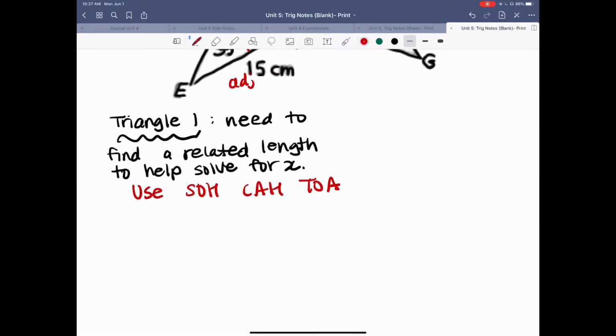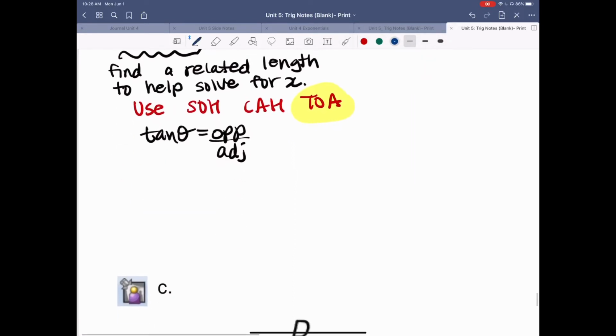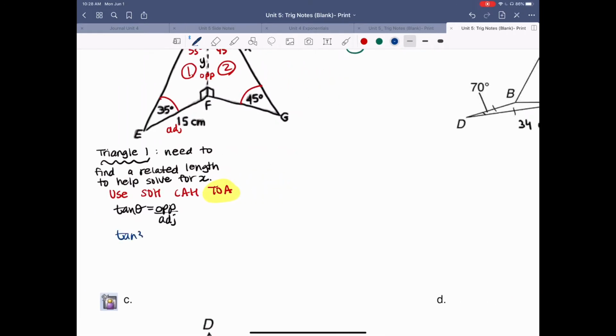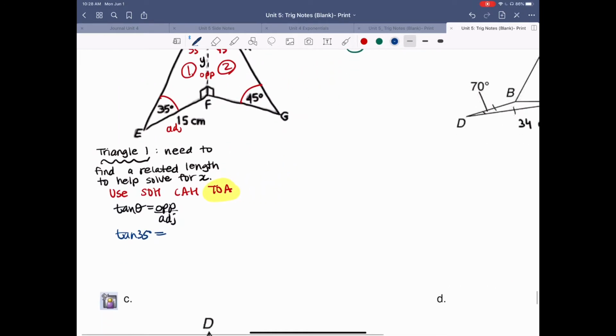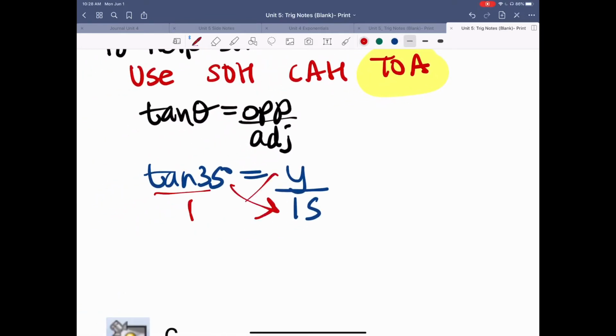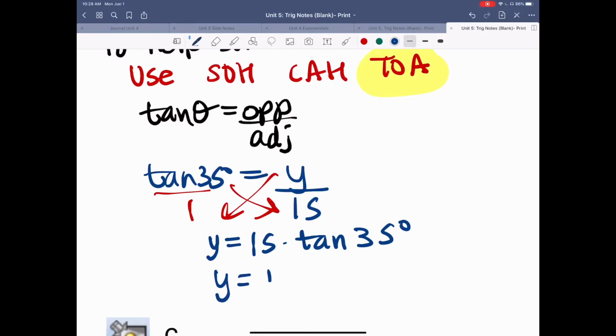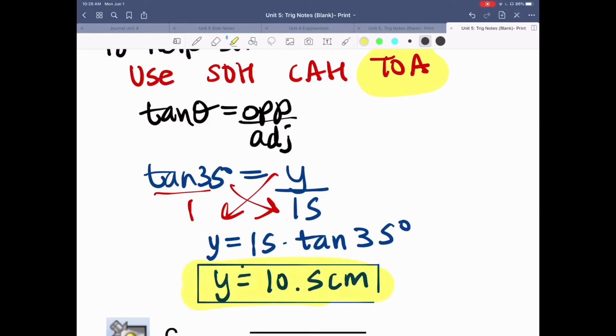So for the next part, we're going to use TOA, which stands for tan theta. So we have tan theta is equal to opposite over adjacent. We have the angle tan 35 degrees is equal to y divided by adjacent, which is 15. I'm going to cross multiply, and I'm going to get y equals 15 times tan 35 degrees. And so y is equal to approximately 10.5 centimeters. And so this is the length I will work with.